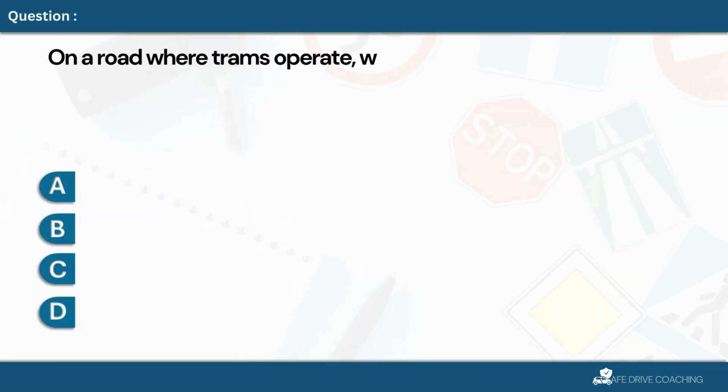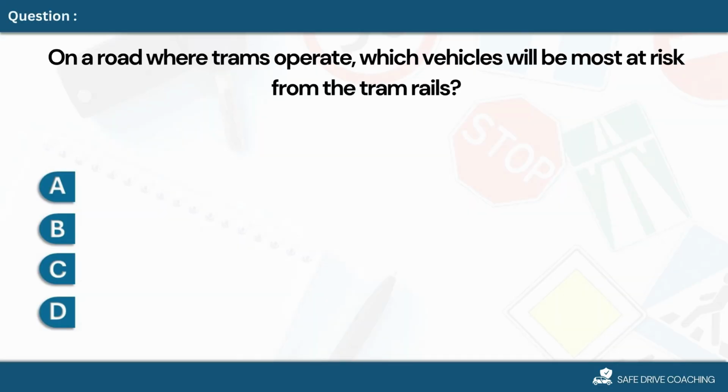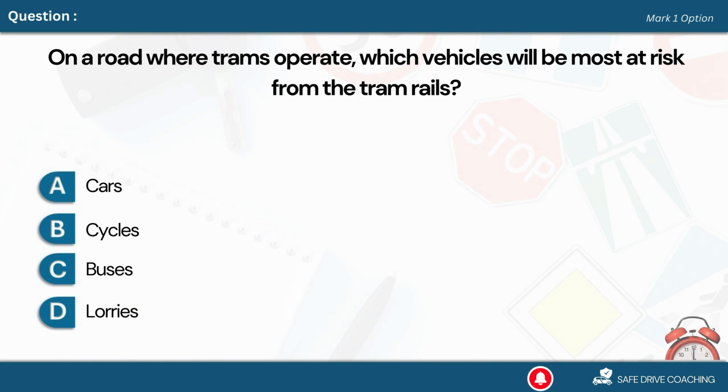On a road where trams operate, which vehicles will be most at risk from the tram rails? A. Cars. B. Cycles. C. Buses. D. Lorries. The correct answer is B. Cycles.